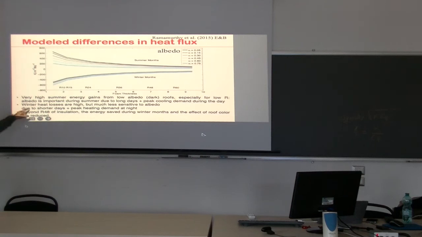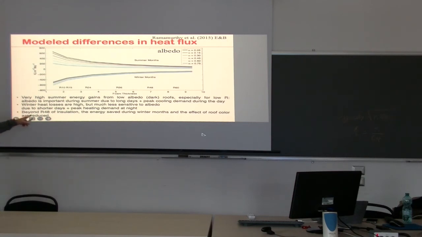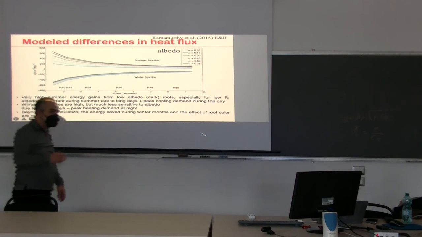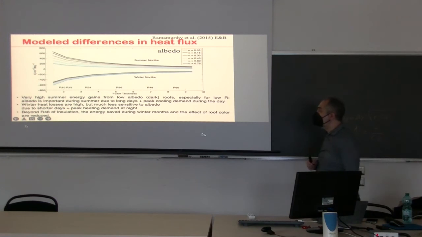In the winter, on the other hand, the losses are much less sensitive to albedo because the days are shorter, so there's less solar radiation and albedo has less of an impact. And peak heating is during the night where albedo has no impact. So beyond R48, with a lot of insulation, it doesn't matter what the color of your roof is. If you're very well insulated, very little is going to make it into your building. But for less insulation, things are not really linear. So the summertime benefits of a white roof are much more than the wintertime benefits of a dark roof.